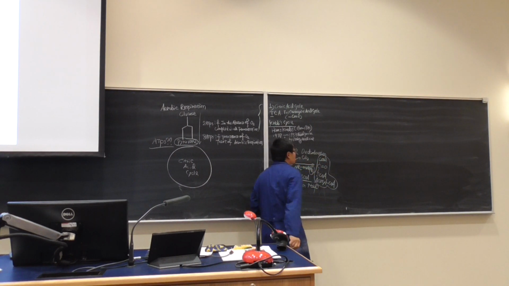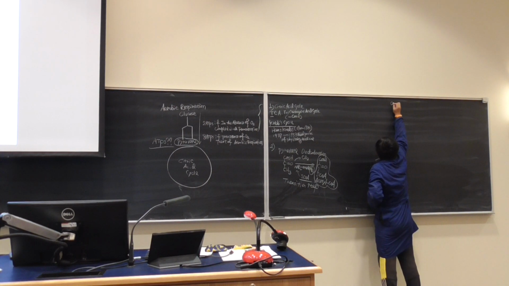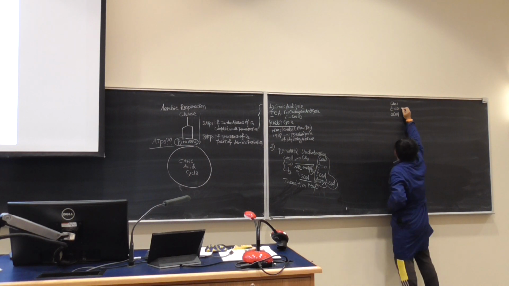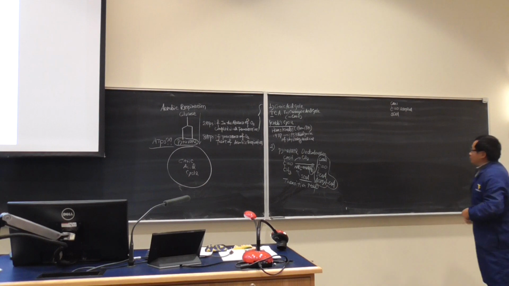Then they go through the cycle. So here we're going to draw it: COOH goes here, CO and SCoA. This is acetyl-CoA. Then we go through the cycle.